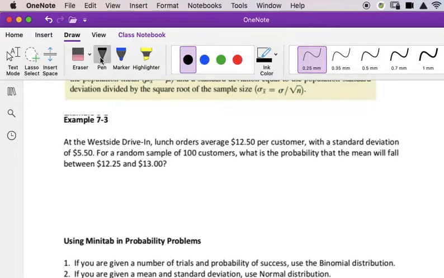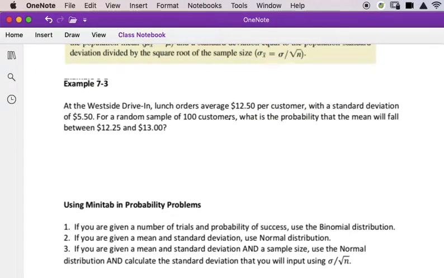So first we need to identify our mean and standard deviation. Our mean, or our average as it's called here, is going to be $12.50. So the mean for our sampling distribution is also $12.50. Now for standard deviation, our standard deviation is $5.50.